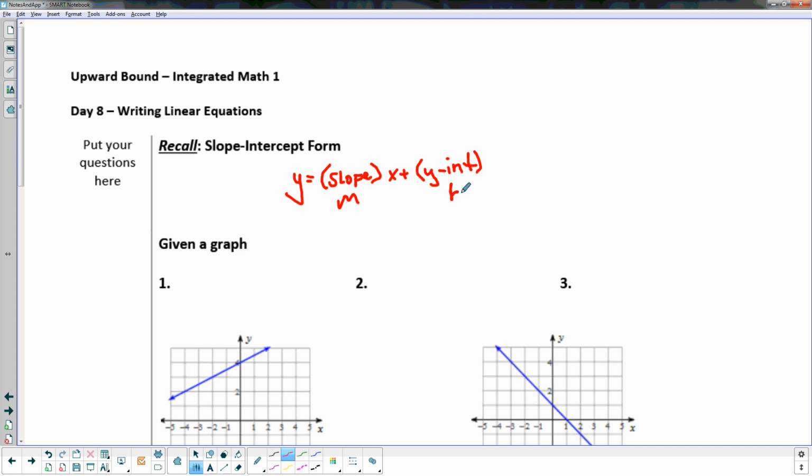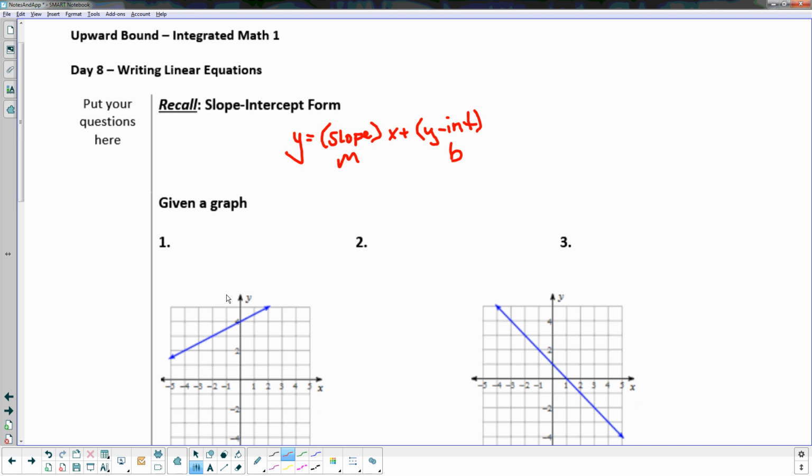Not really sure why we call it b or why we call slope m. I know we can't really call the y-intercept y because that's a variable. But as far as why we use those two letters to denote those words, considering slope doesn't have an m in it and y-intercept doesn't have a b in it, I'm not too sure. But that's just the way the cookie crumbles, I guess.